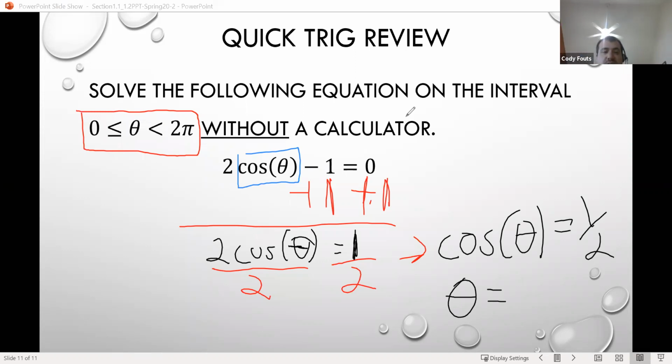kind of do the opposite of what we did on the last slide. Think on the unit circle, where is cosine equal to 1/2? And because it's a positive 1/2, we know those answers are going to be in the first and the fourth quadrant. And remember, in our unit circle, we know that those values would be at pi over 3 and 5 pi over 3. So those would be our answers there.